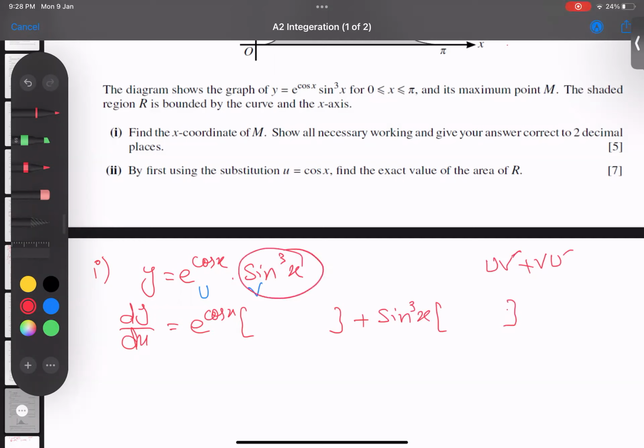And what is the differentiation of sine cube? 3 comes down and the power goes 1 less, and the base is sine and the derivative is cos. Similarly, what about the exponential derivative? First, you keep it as it is, into the differentiation of the power, which is a negative sign. So negative sign.